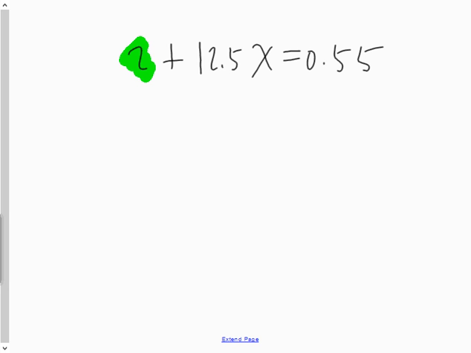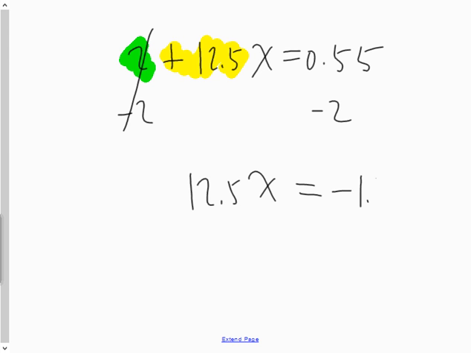In question 7, you have 2 plus 12.5x equals 0.55. So again, acknowledging what side my variable is on, what's my constant, what's my coefficient. Your constant is 2, your coefficient is positive 12.5. So I'm going to get rid of the constant first by subtracting 2 from both sides. A positive 12.5x, of course you don't need your positive sign, is equal to, use your calculator if you need to, but I know it's negative 1.45, so I can do that mental math in my head.